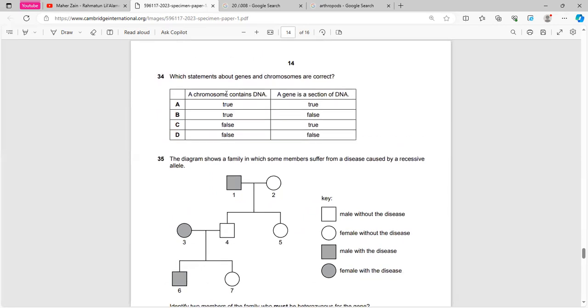We all know that a chromosome contains DNA and a gene is a section. So its answer is A because a gene is a part of a DNA. There are many genes. See, gene is just a segment in the DNA.